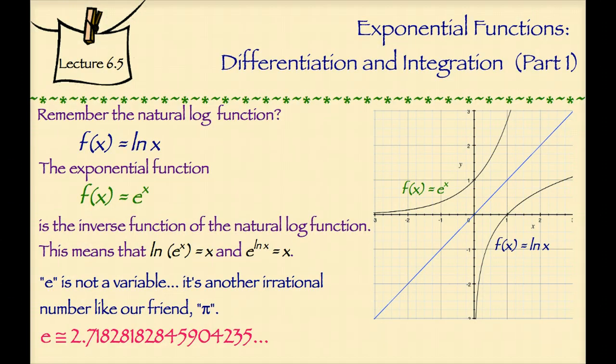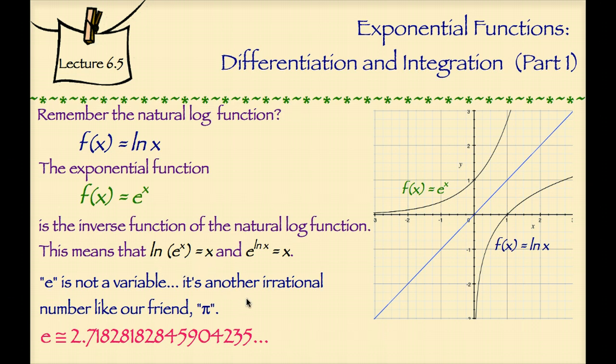Remember the natural log function, f of x equals ln x? Here's the graph. It turns out that the exponential function, f of x equals e to the x, is the inverse function of the natural log function. This means that ln of e to the x equals x, and e to the ln x equals x. Because these are inverse functions of each other, composing them results in x.